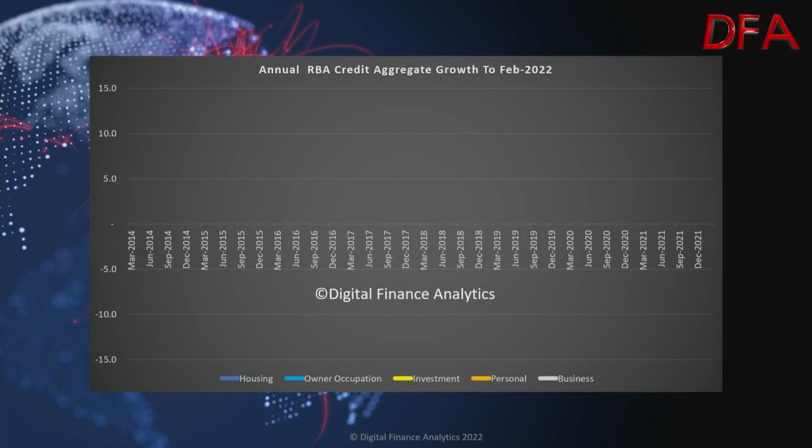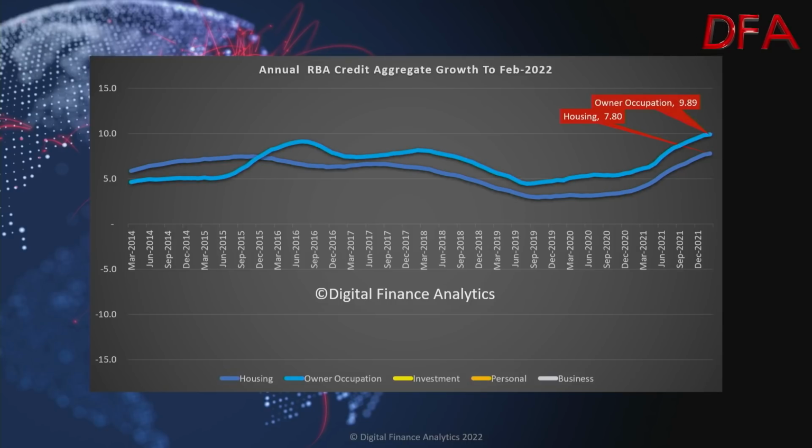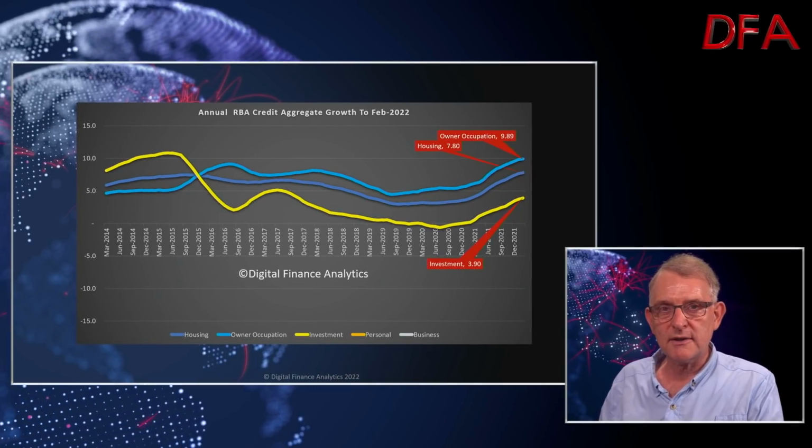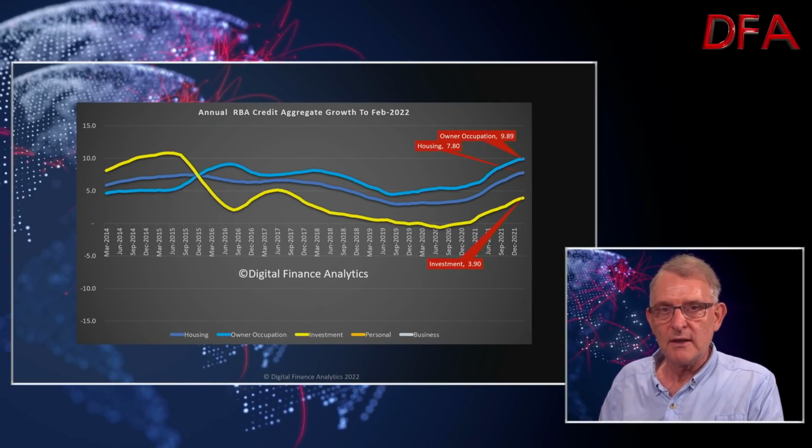Now, just a quick reminder before we look at the stress data, that the aggregate data for credit growth was pretty strong, with owner occupation at 8.9, overall housing at 7.8, and investment up 3.9 over the last 12 months. Very strong. So it also begs the question as to whether, in fact, the APRA should be tightening back the lending controls. In that statement that I mentioned earlier on from the Reserve Bank, there was a comment about lending standards need to be kept tight.